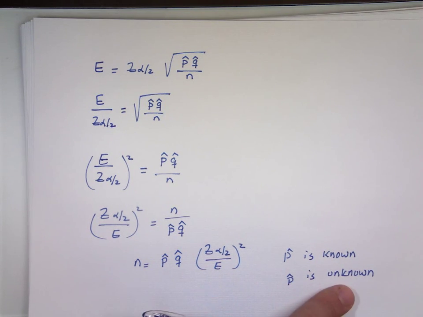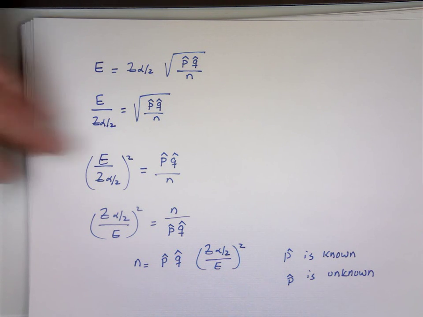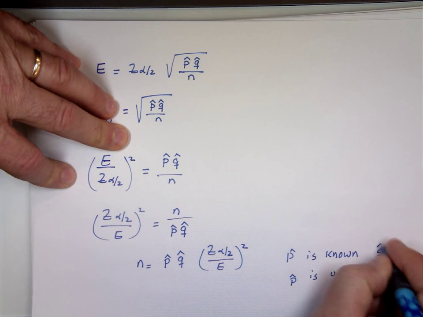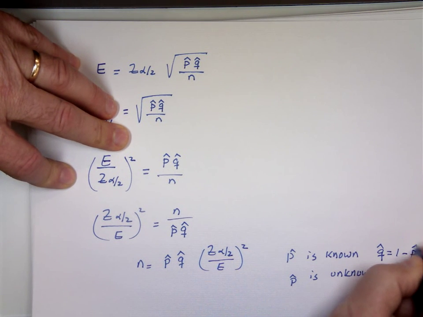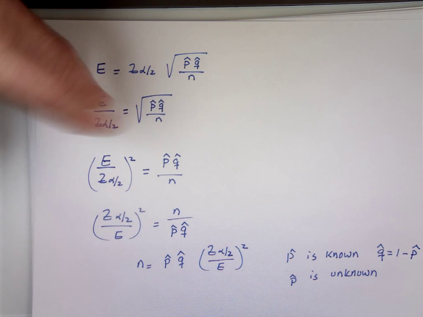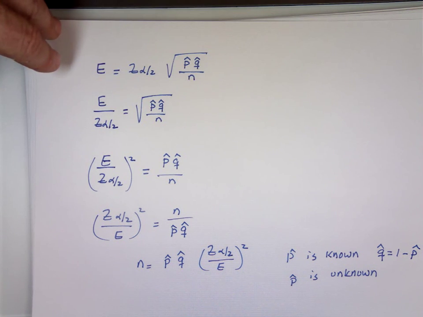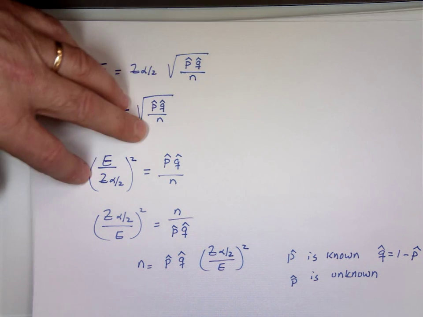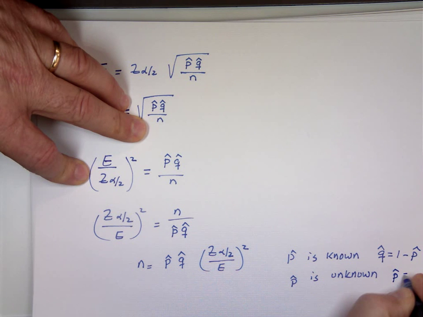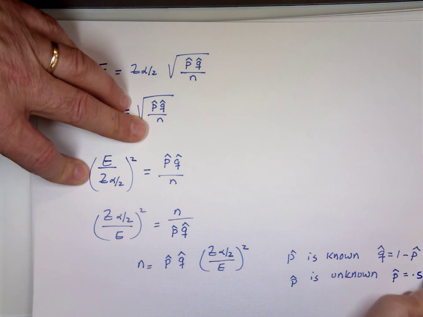So what do you do when p is unknown? That's my question. Q is actually 1 minus p. But if you don't know what p is, you don't know what q, so what do you use? In this case, you have to use the 50-50. There is no previous study. So if p is really unknown to you, then p hat is 0.5 and q hat is 0.5.